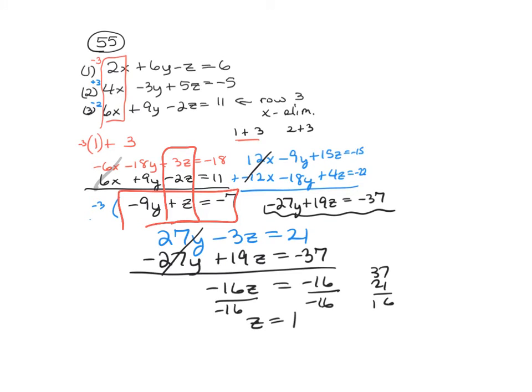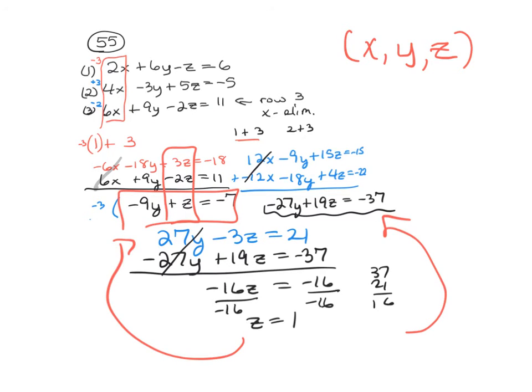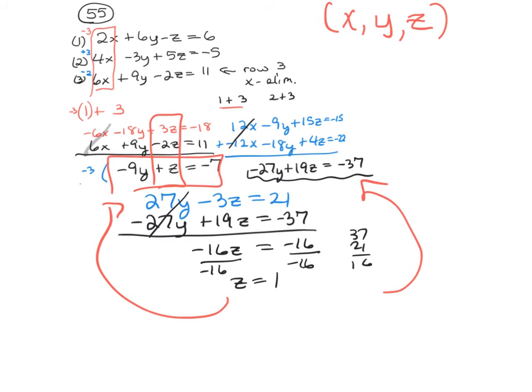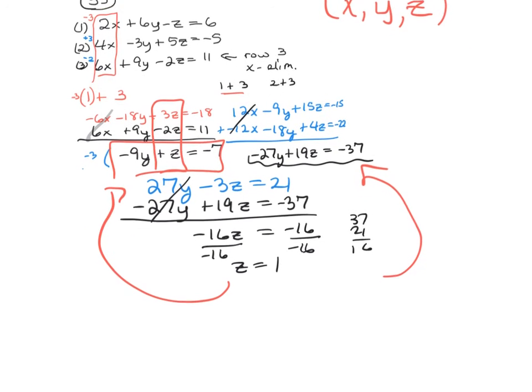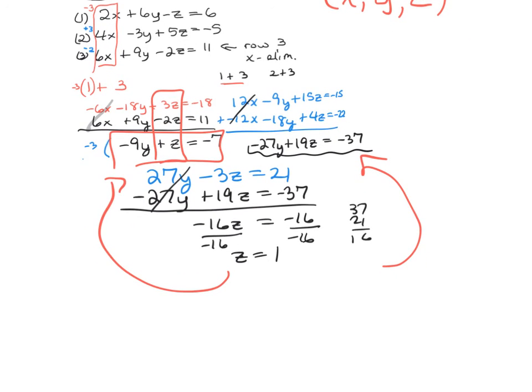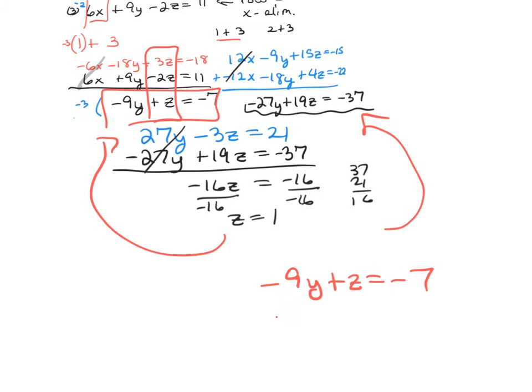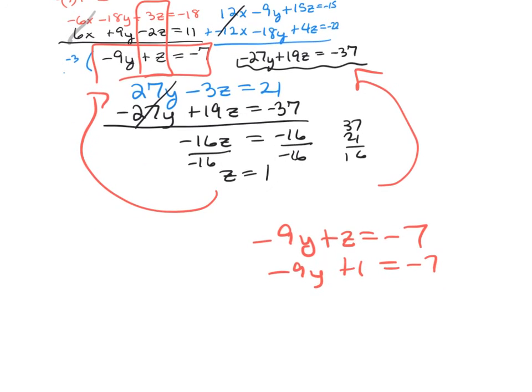All right, so let's keep going, because remember, this is an ordered triple. We're looking for it in the order of x, y, z. So now to find y, I'm going to go back up to this step where I only have 2 unknowns. It doesn't matter which one you choose. I'm going to go ahead and choose the -9y plus z equals -7. -9y plus 1 equals -7. Move the 1.